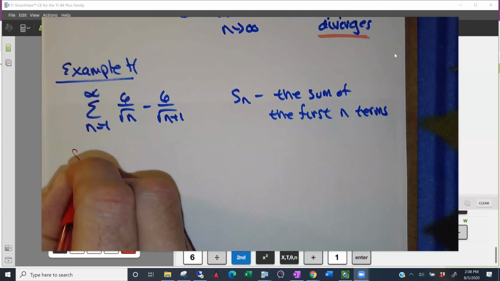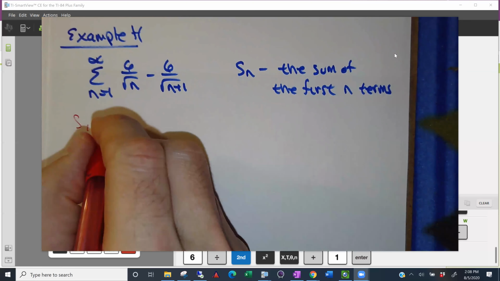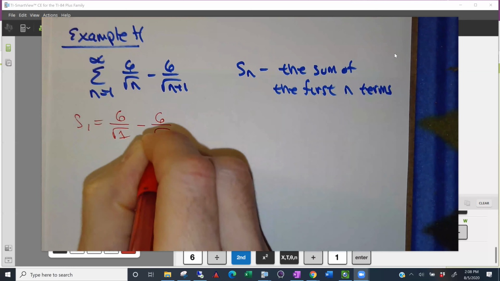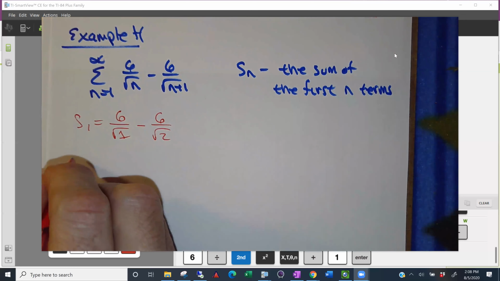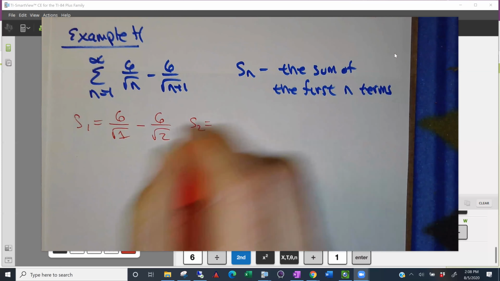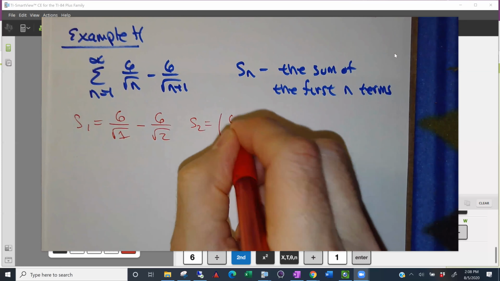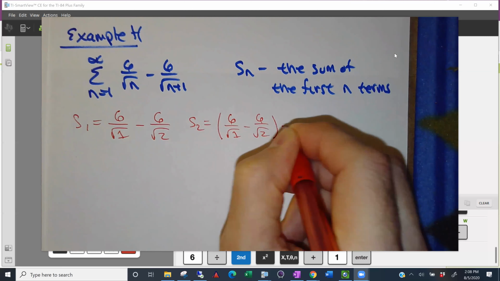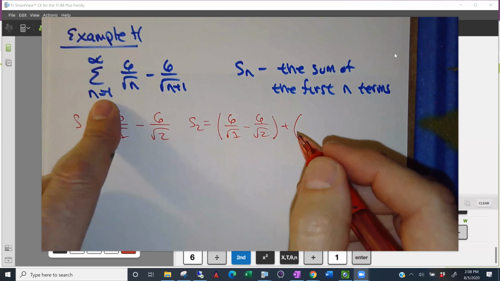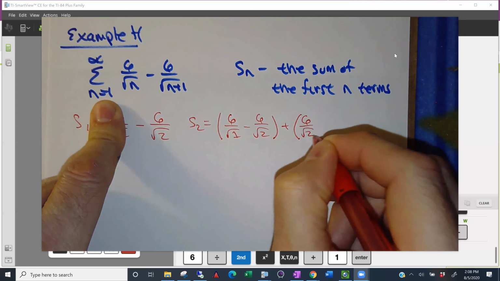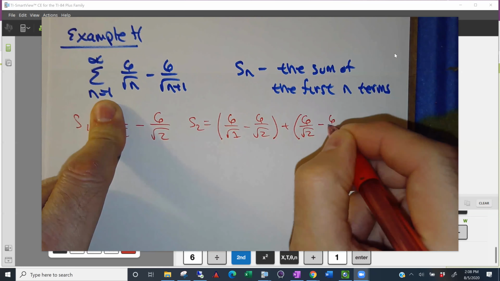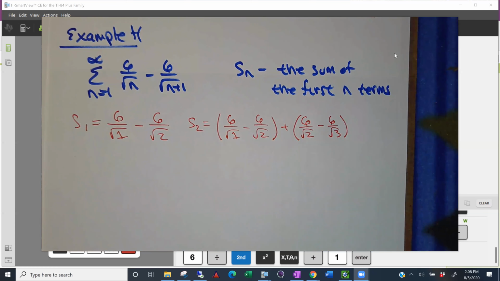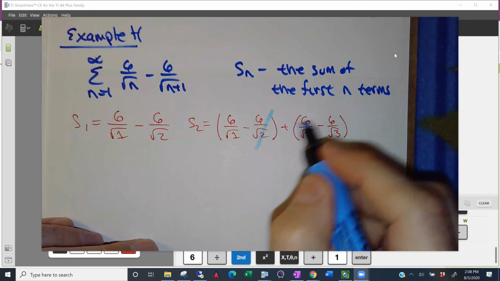Now, S sub 1 is just going to be the first term. S sub 2 would be the sum of the first two terms. So I'd have 6 over the square root of 1 minus 6 over the square root of 2, plus the next term, which would be n equals 2, so it'd be 6 over the square root of 2 minus 6 over the square root of 3. And what I want to point out to you is that without taking out my calculator, I can easily see that those two cancel.